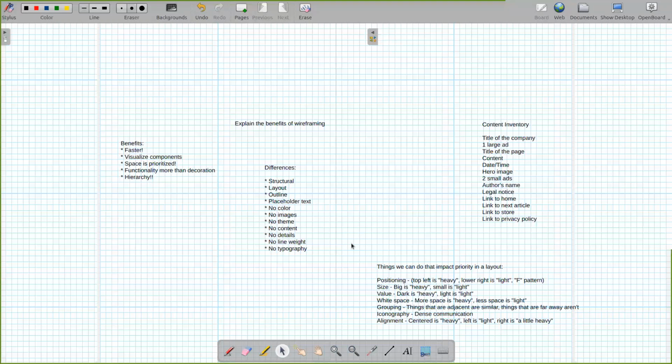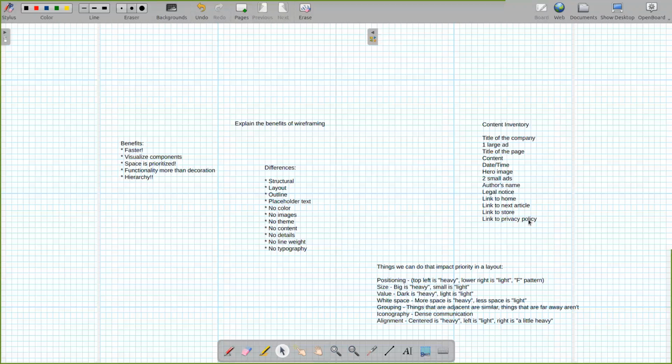I think I'm a little unclear on whether heavy is good or light is good, or is it the balance between light and heavy that's good? I don't quite understand the interplay between all of those things. Sure. So if our prioritized content inventory says the title of the company is more important than the link to the privacy policy, then we want it to have more weight than the link to the privacy policy does.